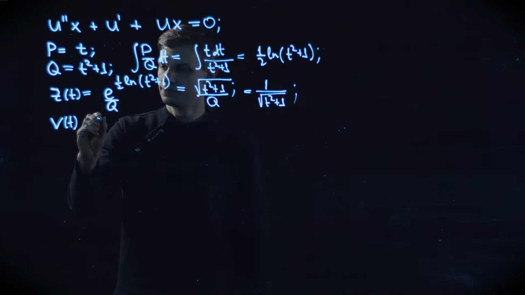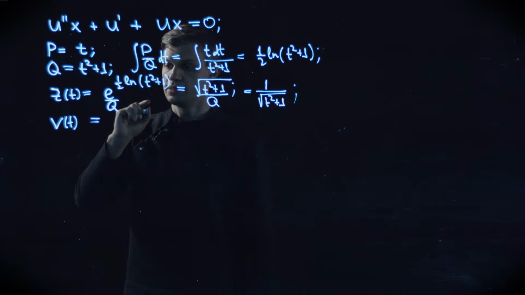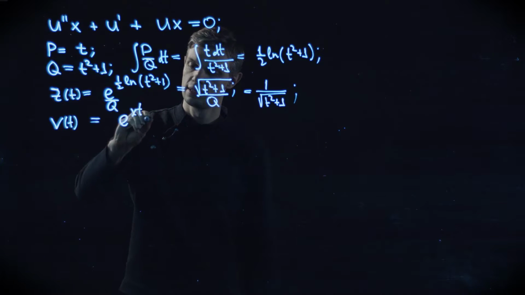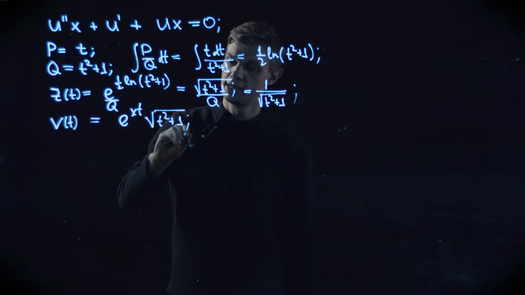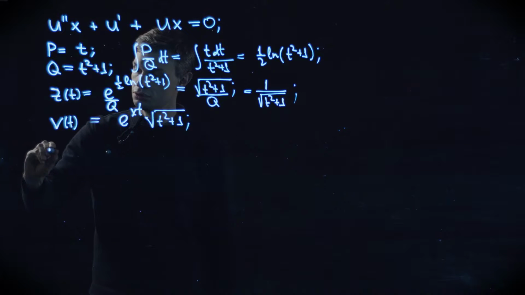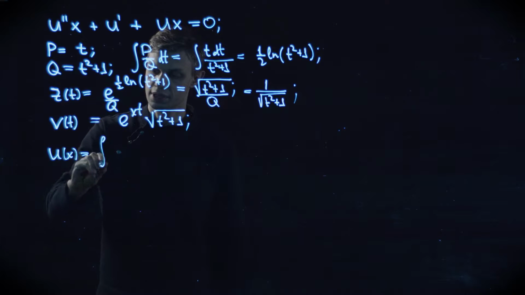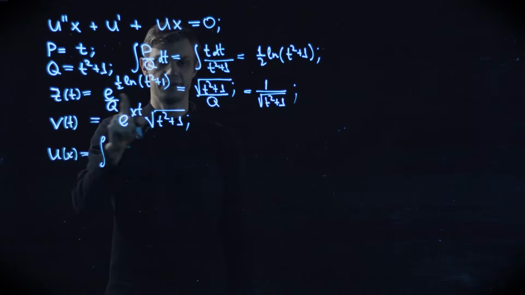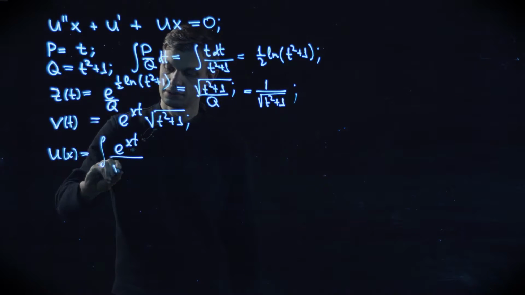Right, so the v function is the z function multiplied by q multiplied by e to xt. So it's going to give us e to xt times the square root of t squared plus 1. And here is the exact solution. U of x is equal to the contour integral in the t domain of the z function times the exponential term, like this.